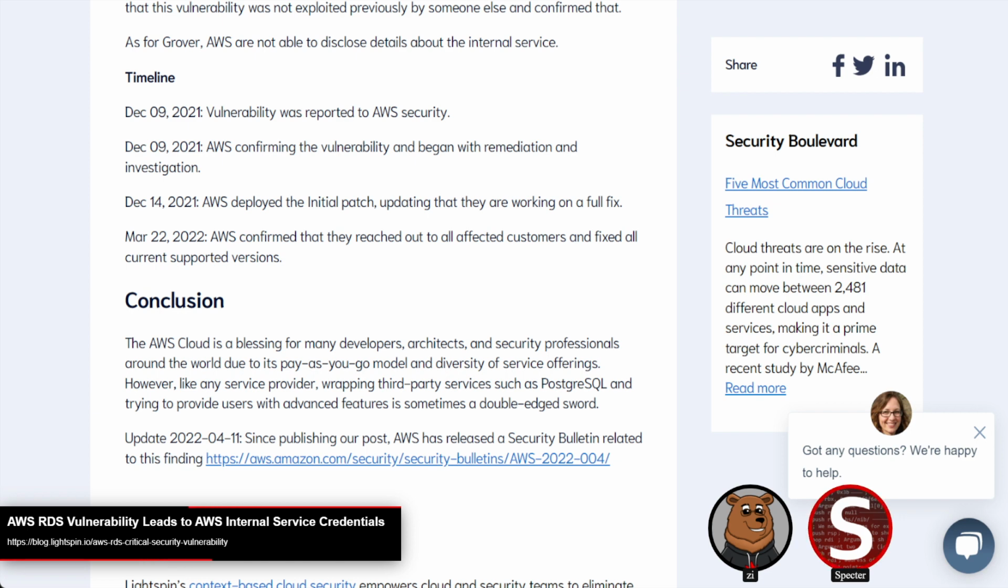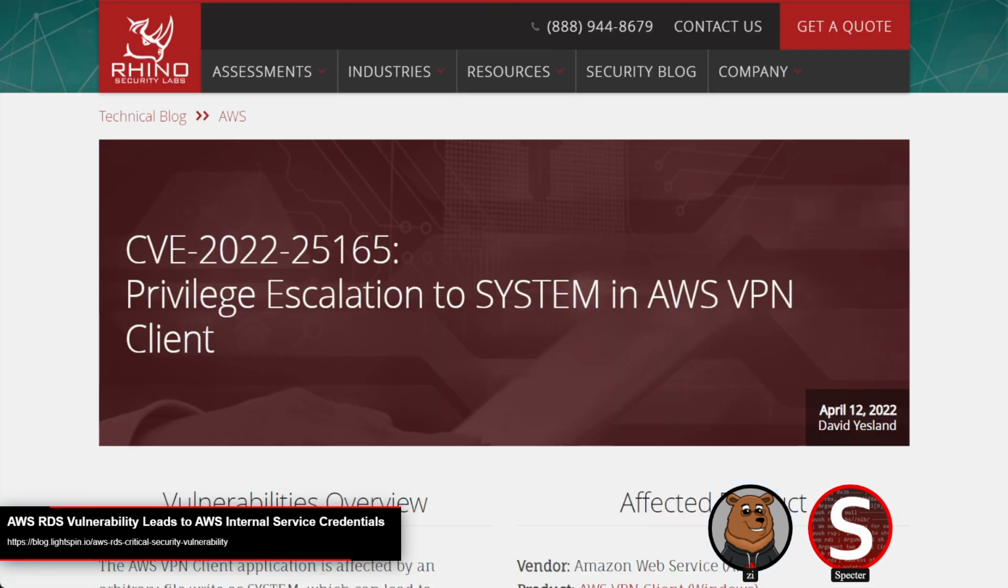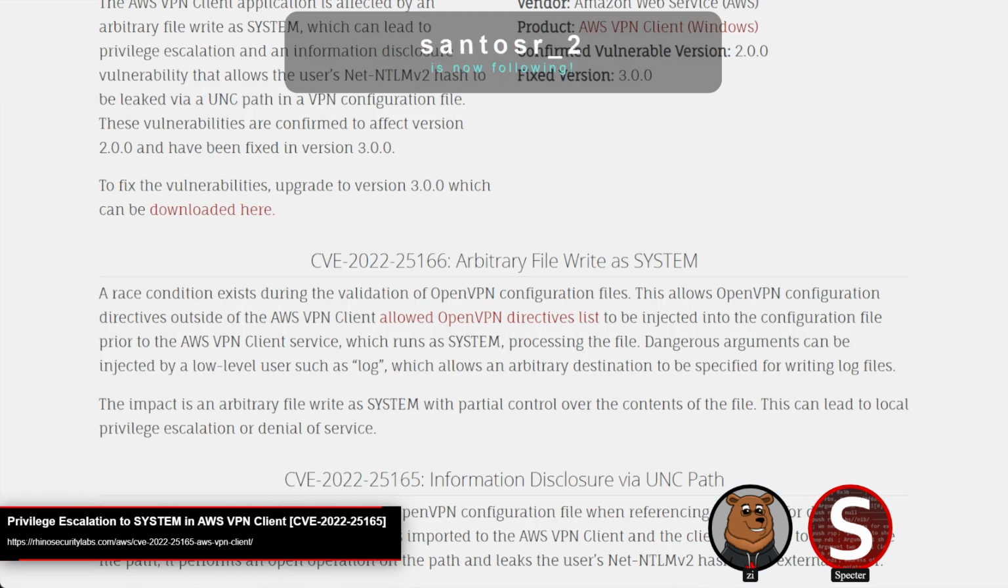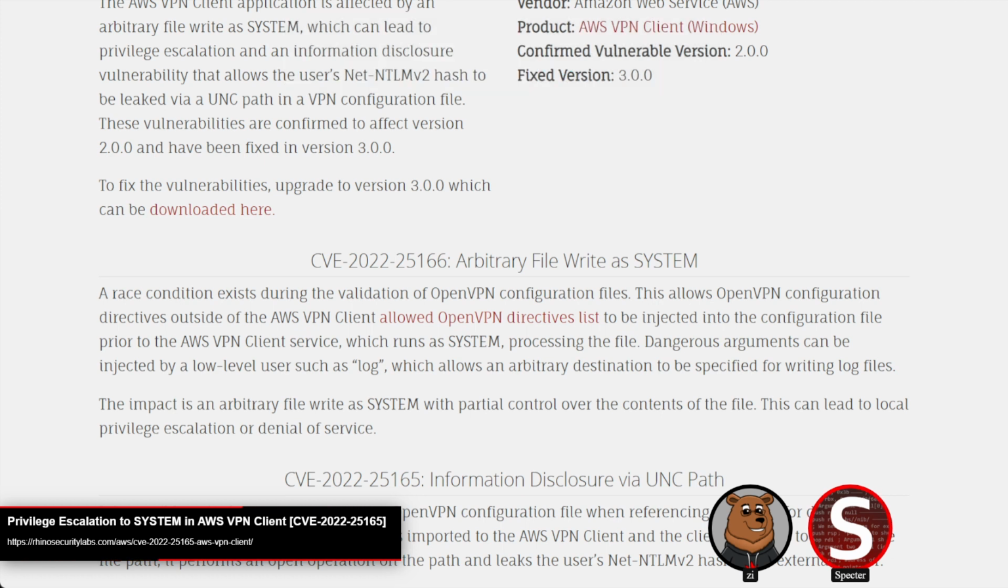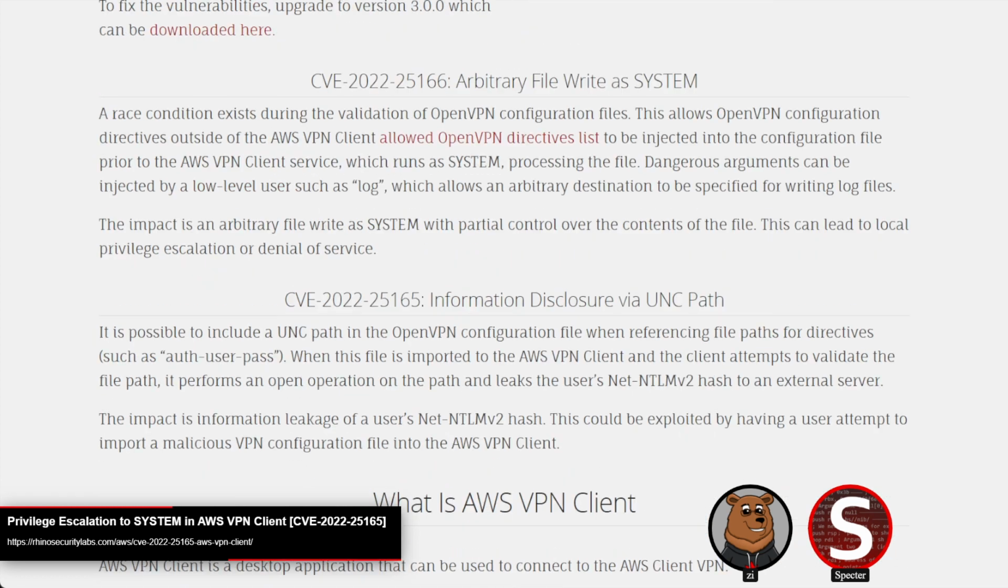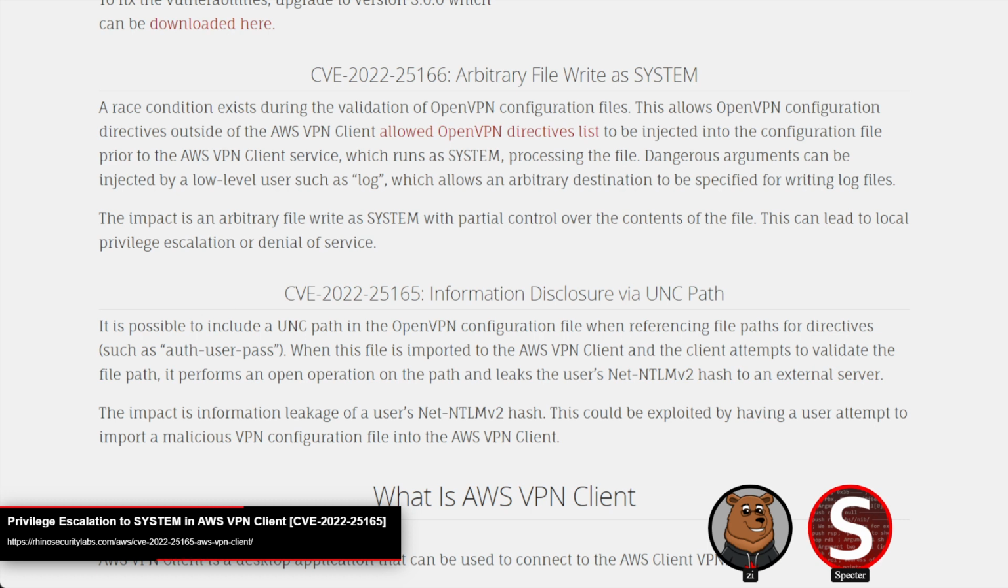All right, so continuing with AWS, we have a privesc in AWS VPN coming out of Rhino Security Labs, which involves two vulnerabilities: an arbitrary file write as system and an info leak through UNC path. The first bug is very similar to the bug we covered last week in pre-tunnel VPN. Just like pre-tunnel, the AWS VPN wraps around OpenVPN, and they have this configuration file that gets passed to it, which they validate to check for malicious directives, like the executable directives or the logging directives.